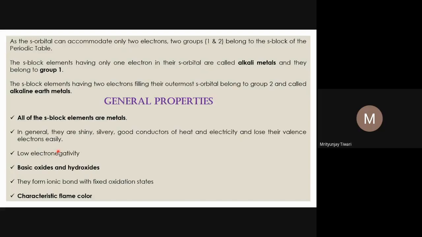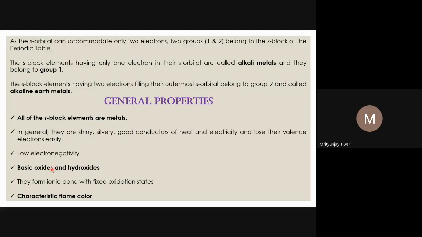So if that nucleus is attracting its outermost shell electrons strongly, it can also attract more strongly the electrons that it gets in sharing from other elements. So that is how, the more the effective nuclear charge, the more the electronegativity. Because the effective nuclear charge in the case of s-block elements is low, their electronegativity is also low. So they form basic oxides and basic hydroxides.